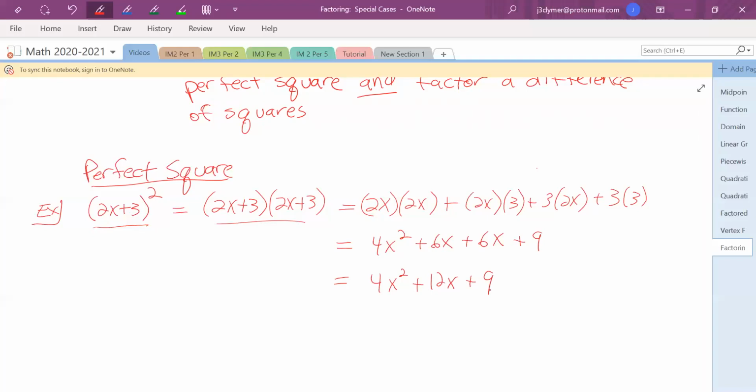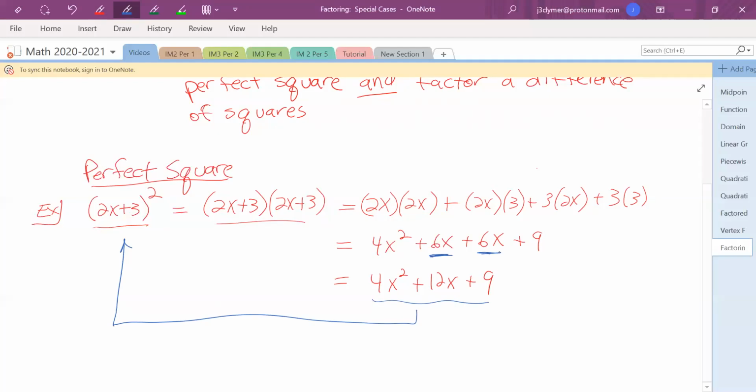So the question is, how do we factor that? How do we go backwards? How do we go from here back to here? Okay, so what is the trick? What is the technique? Well, before I tell you what the trick and the technique is, what I want you to recognize is this: that we end up with our middle terms, 6x and 6x. That those middle terms look the same.